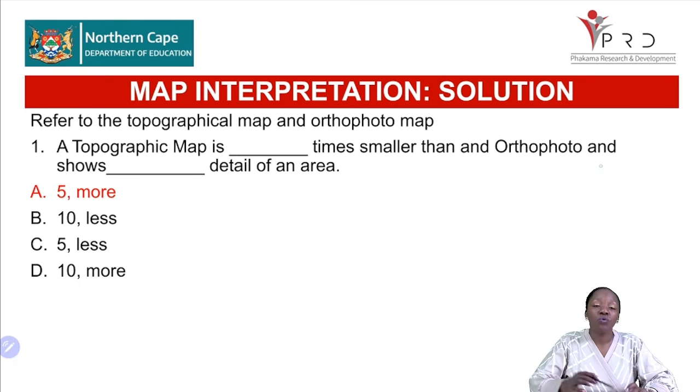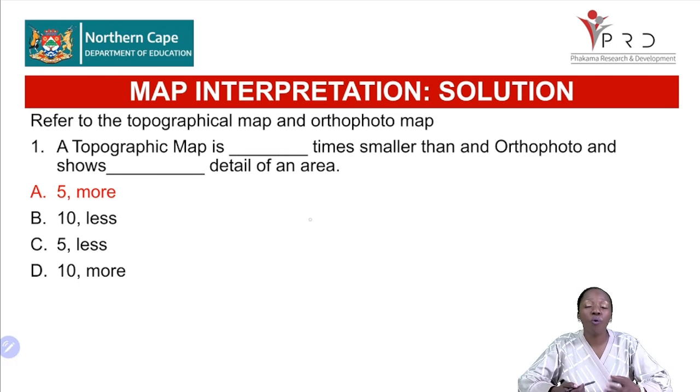And it shows more detail of an area. So why does it show more? Because it is using features which are represented by points, by lines, and by polygons. Therefore, you are able to feature a lot of things on the topographic map.